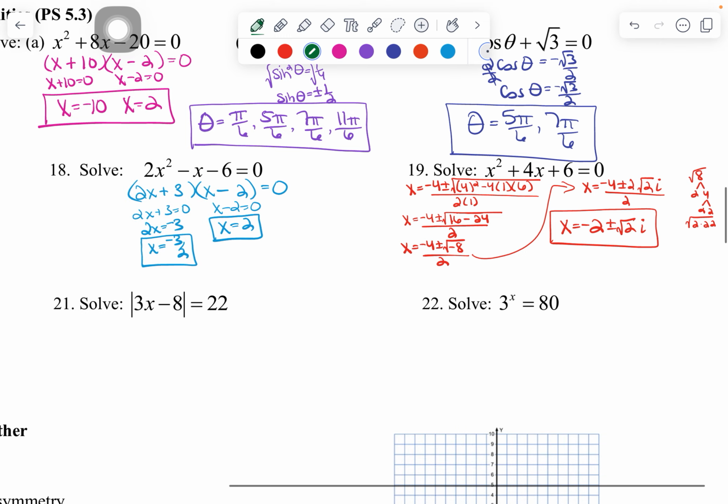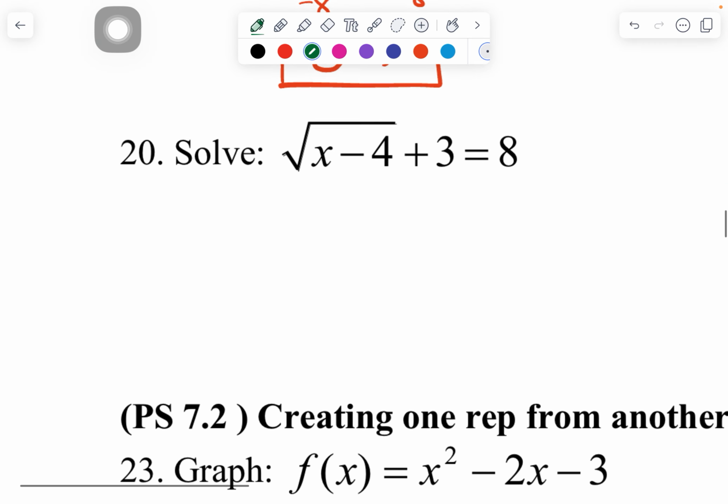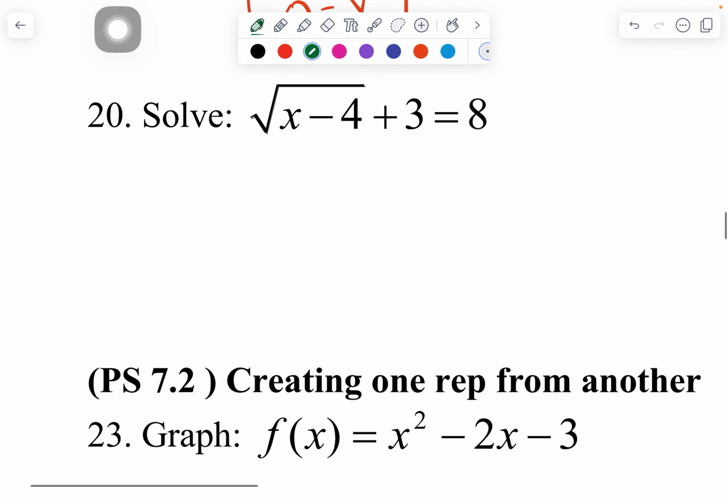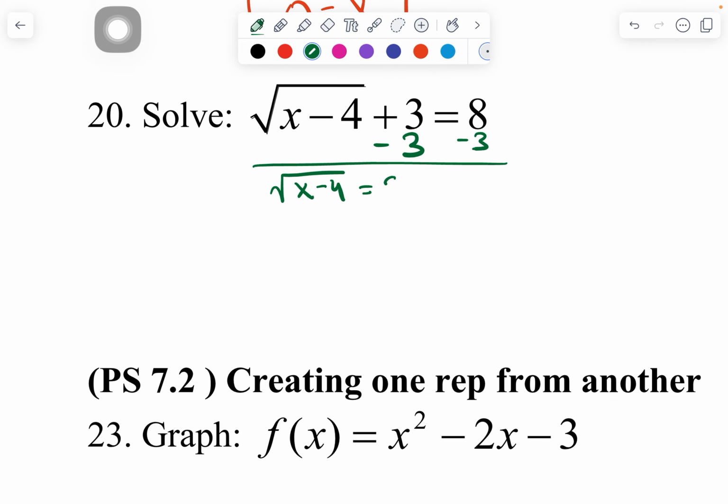So where's next? We're not done with this one? Not quite. All right, getting closer. Question number 20 here. Let's go ahead and solve the root. So we're going to, not divide, we're going to subtract 3 from both sides. So square root of x minus 4 is equal to 5.